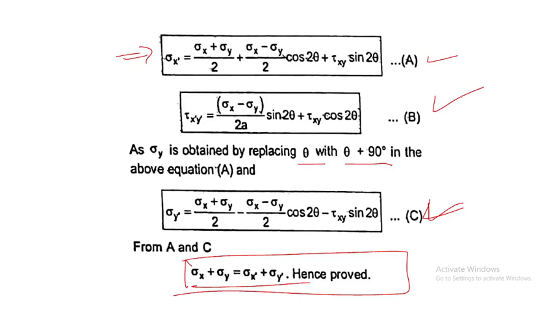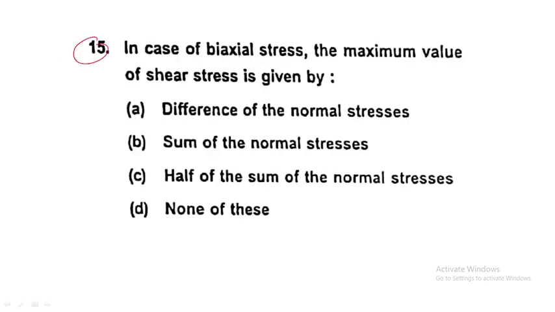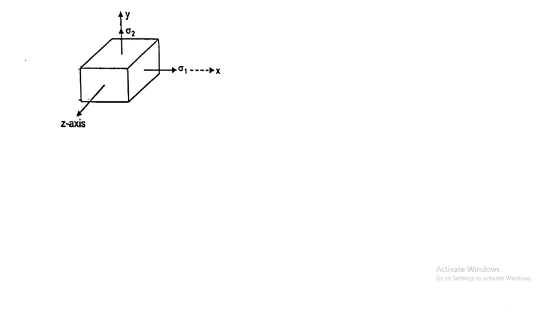Next question. In case of biaxial stress, the maximum value of shear stress is given by what? They are asking about biaxial stress. In that, what do we have to do first? Difference of the normal stress, sum of the normal stress, or half of the normal stress? Which one? Let me tell you. These are the values.